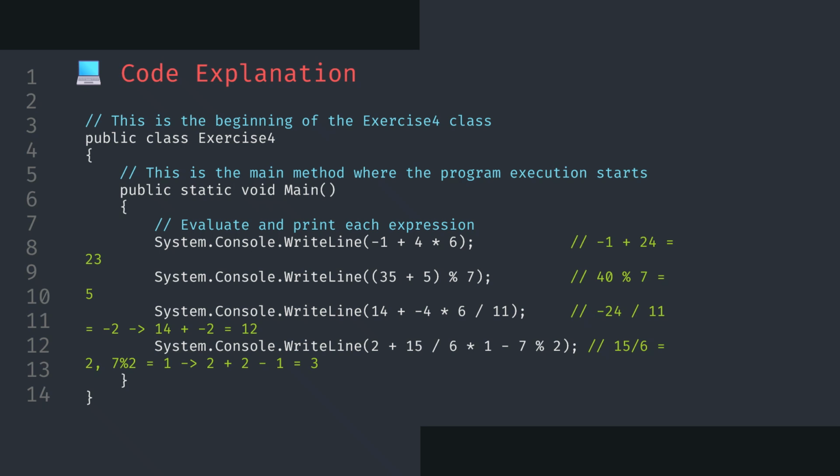Here's the program. Each WriteLine evaluates an expression and prints the integer results. Comments show the intermediate arithmetic. Because the literals are integers, divisions like 15 over 6 yield 2, which is integer division. The program prints one result per line.